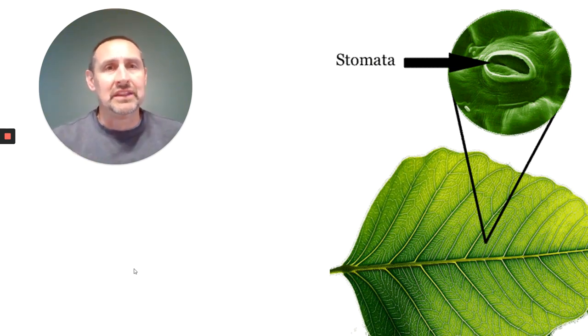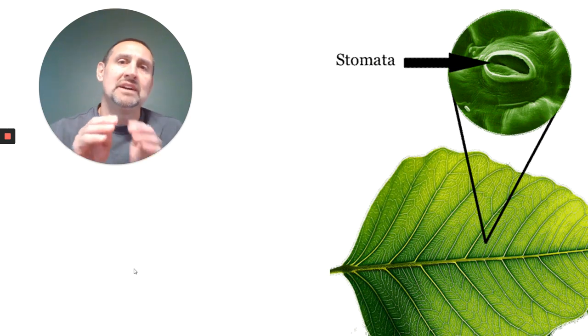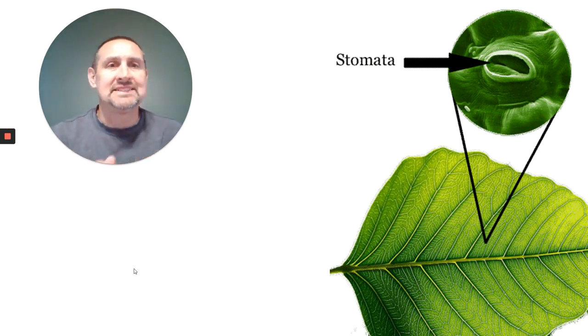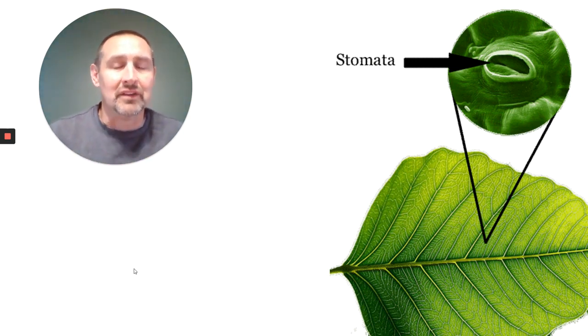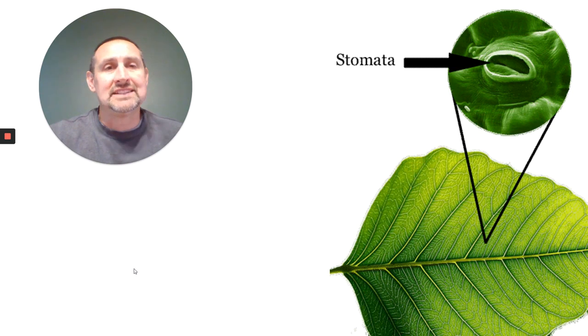In the bottom of the leaf is a little tiny cell that creates an opening. That cell is called a stomata. You can see one pictured here on the screen. That cell is going to open, and when it opens, it allows carbon dioxide to enter the leaf.